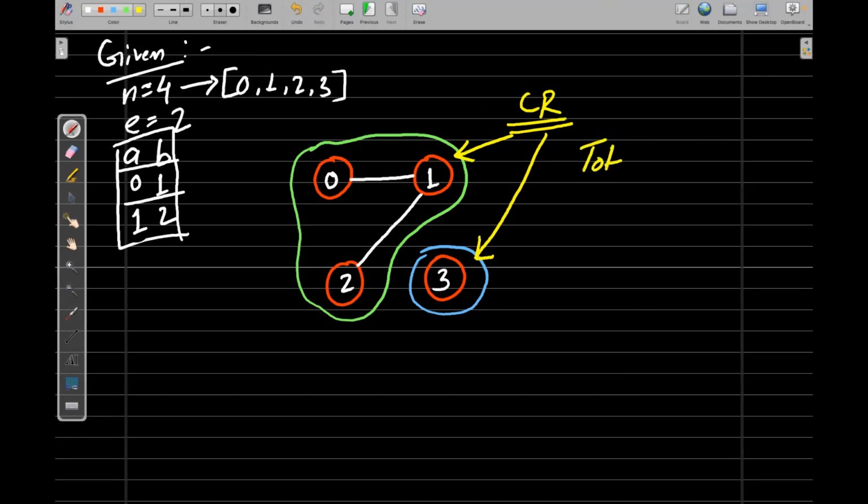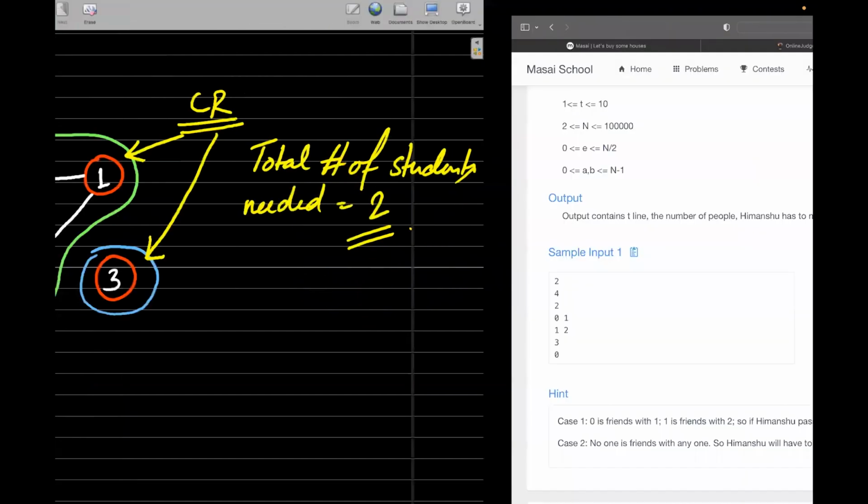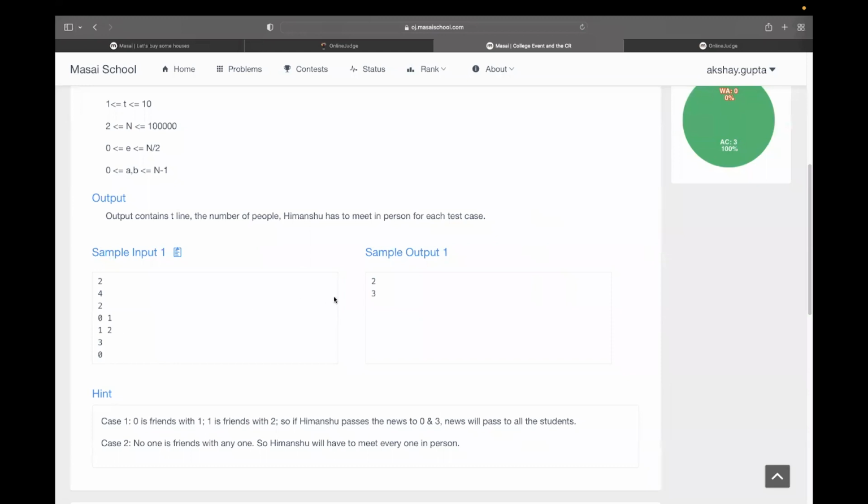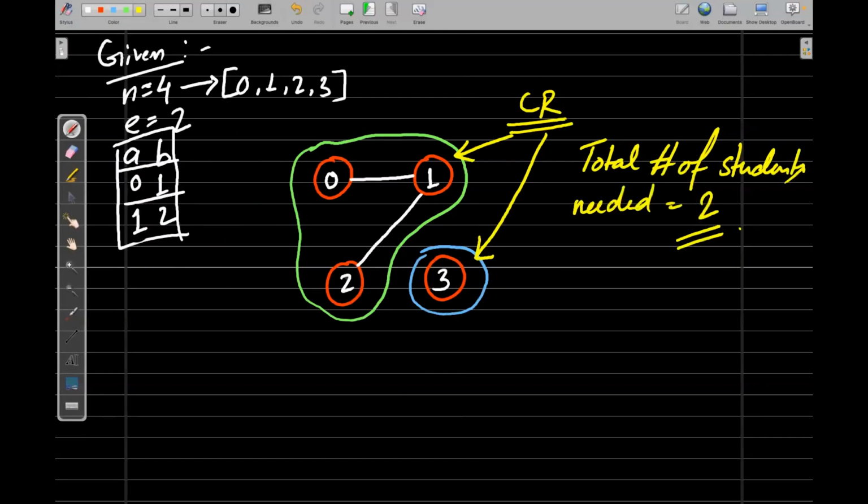So the total number of students needed will be equal to 2. Correct? Let's see the answer now. For test case number 1, the output is 2. Yeah, we are correct. Now let's see test case number 2.